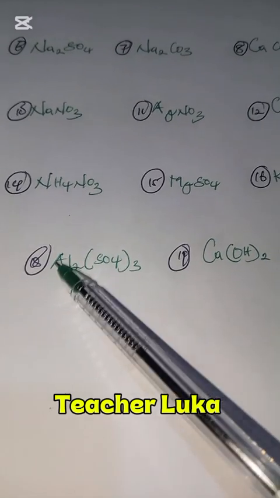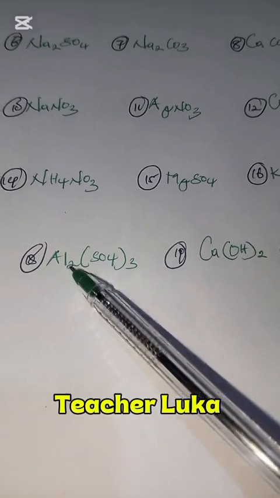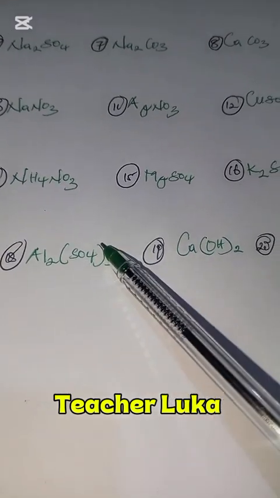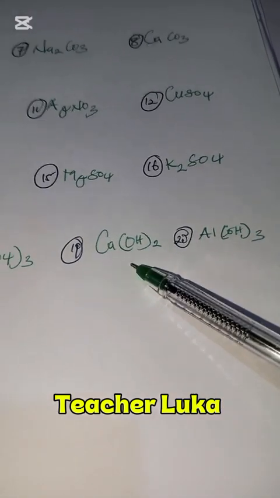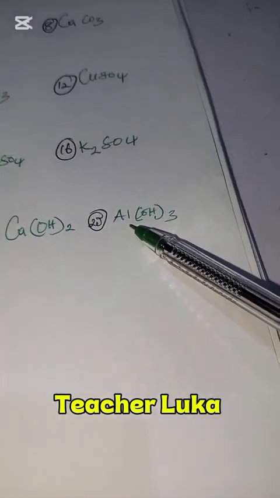This aluminium is +3, and +3 times 2 is +6. Then this sulfate is -2. -2 times 3 is what? Is -6. So that's a balancing. Good. This is calcium hydroxide, and this is aluminium hydroxide.